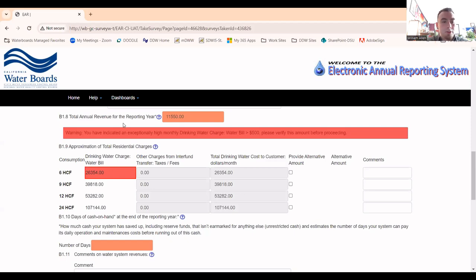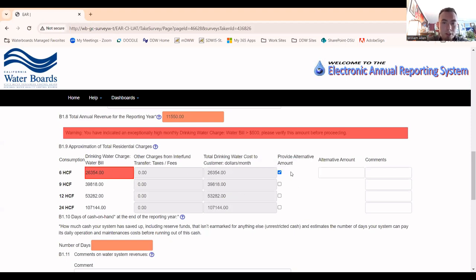And as you can see, there are different tiers, 6 to 24 HCF. Basically, it auto-calculates the amount you would charge a customer at 600 cubic feet of water consumption for a month. And so the auto-calculation is saying that we're charging customers $26,000 per month for 600 cubic feet of water. So the way we'd go about fixing this is, you could either do an alternative amount if you don't want to go through the rigmarole of going back and trying to troubleshoot, or if you can't figure out how to troubleshoot.